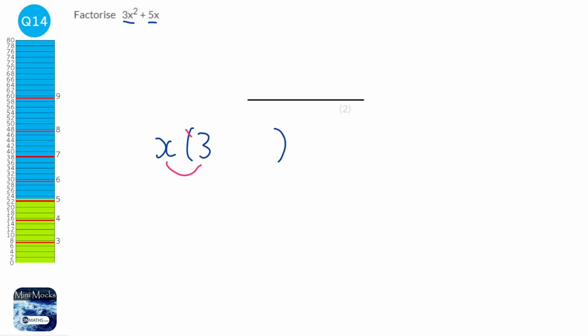Well, obviously 3x. And then we ask ourselves, what times x is 5x? Well, that's just going to be 5. And if you were to expand that set of brackets, you will get 3x squared plus 5x. So we know it's the correct one. And so our answer will be x brackets 3x plus 5.